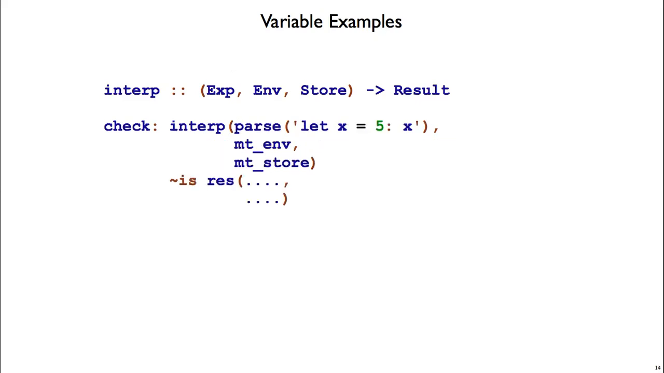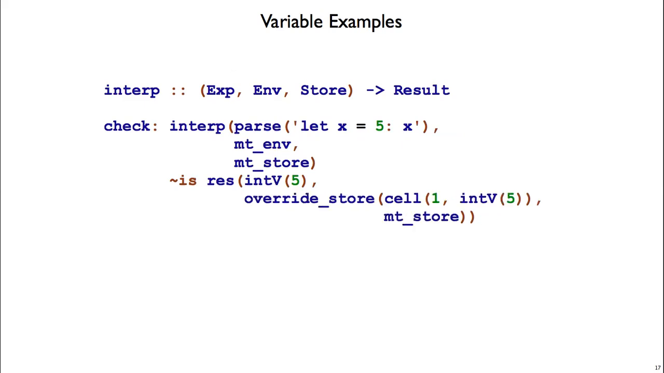Here's a slightly more interesting example. So if we say let x equals 5 and then get the value of x, now we're declaring a variable. First of all, our result should be 5 because that's what x points to. But second, we need to update the store. So there should be a location inside that should point to that value, 5. And that's all that there is in the store. So we declared one variable, we get one mapping in the store, one cell.